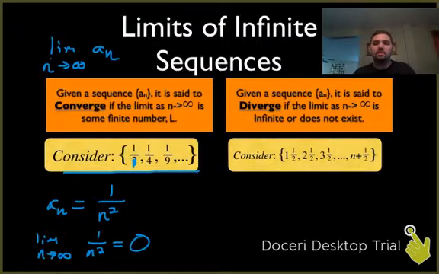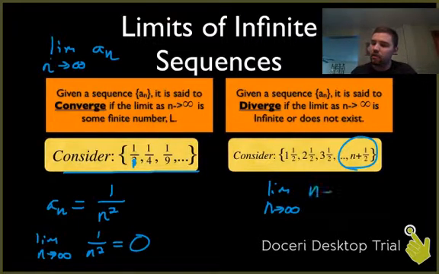If it diverges, it means that the limit as n approaches infinity is infinite or doesn't exist. So the numbers either keep growing or keep getting more negative, or that limit doesn't exist. So we'll look at two different examples. This is the first one here, where here's my rule, n plus a half, and notice if I put in n equals 100, I get 100.5. If I put in n equals 1,000,000, I'll get 1,000,000.5. That limit as n approaches infinity of n plus 1/2 is going to keep growing to infinity. As n approaches infinity, the limit will approach infinity.